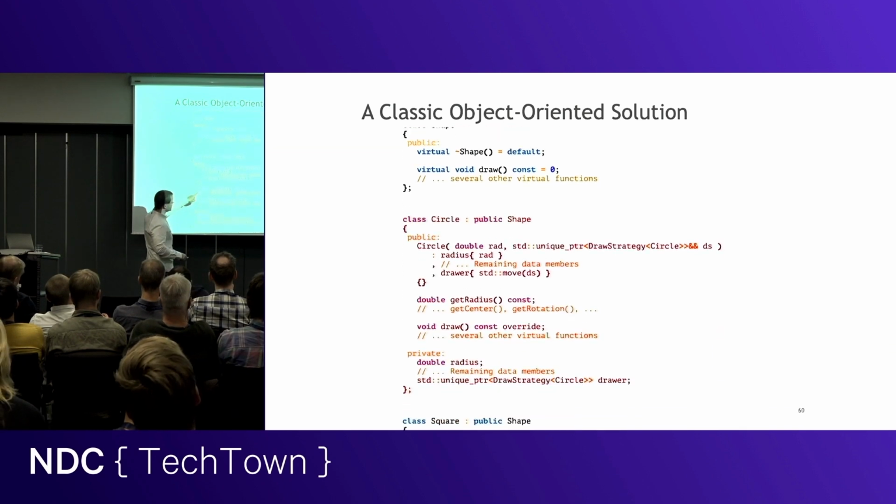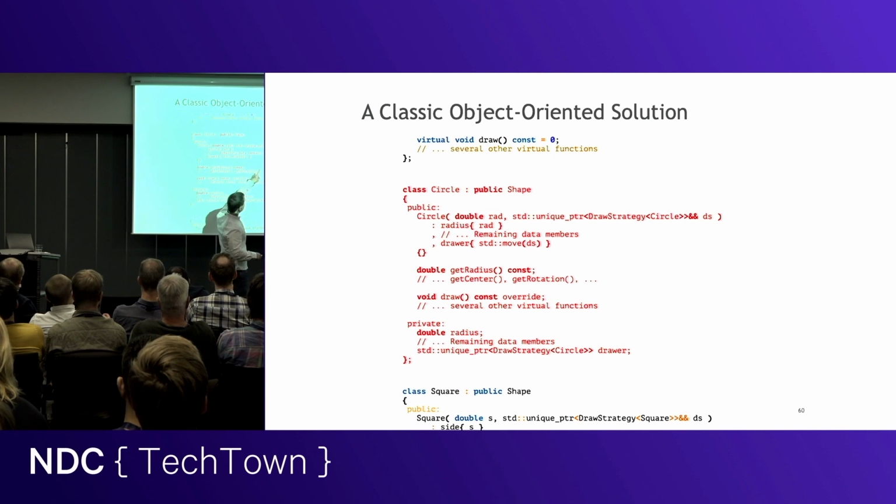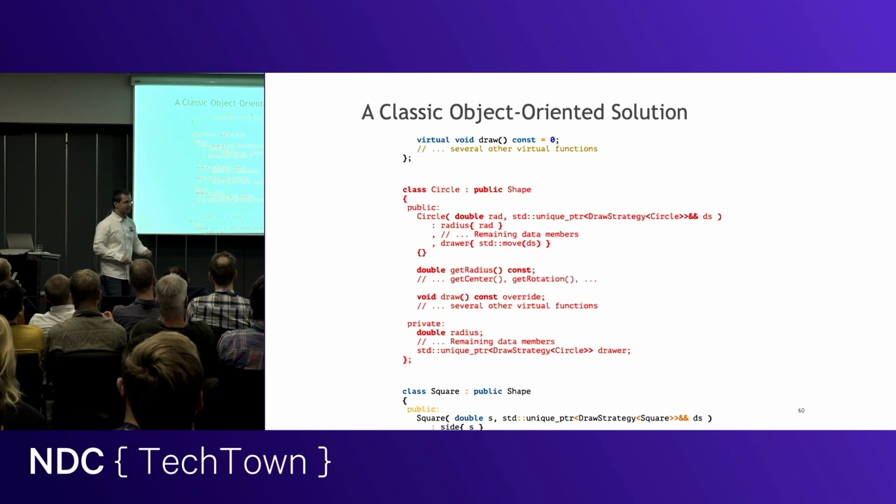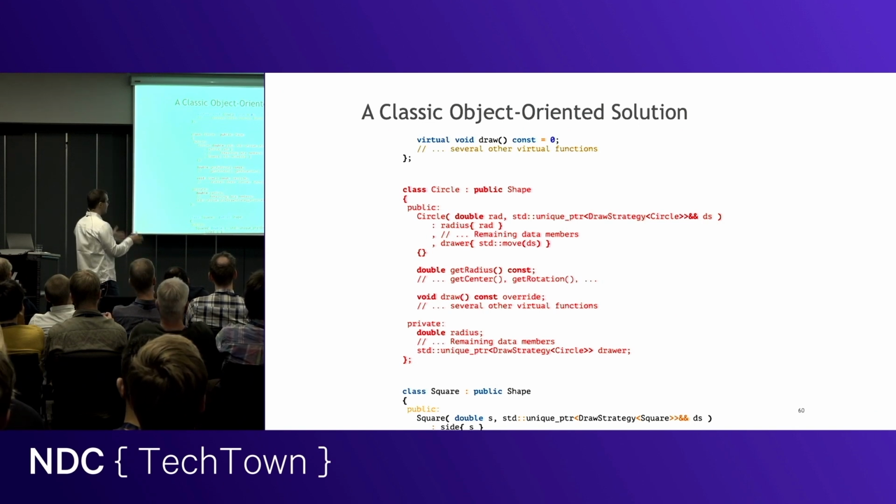Now, this is exactly what the circle uses. So it expects a DrawStrategy in its constructor. It stores this draw strategy as a member. Whenever somebody calls draw, this draw strategy, this drawer, is used to draw the circle. Nice. So it's testable, it's flexible, it has a lot of very positive qualities.